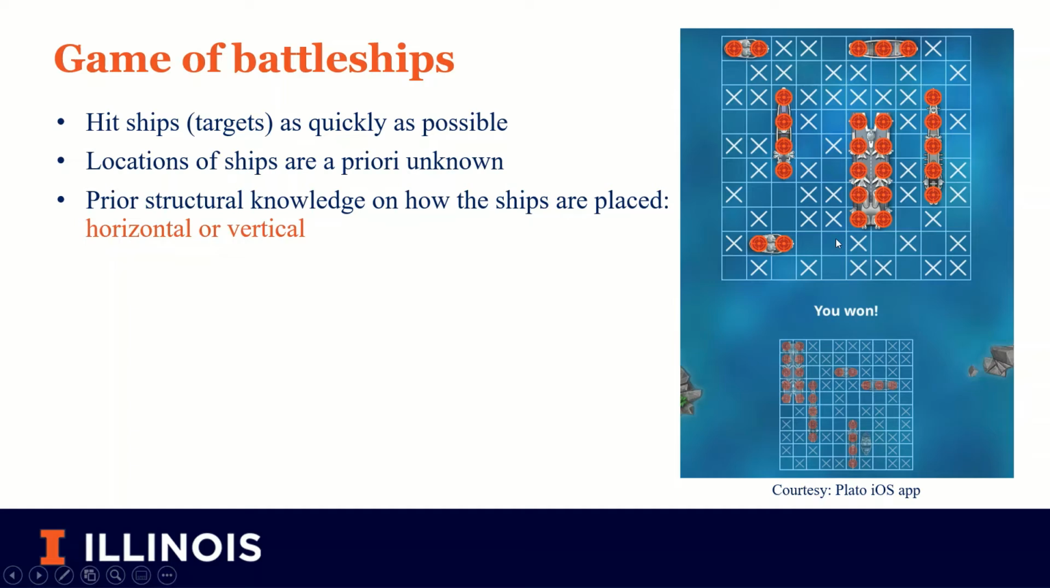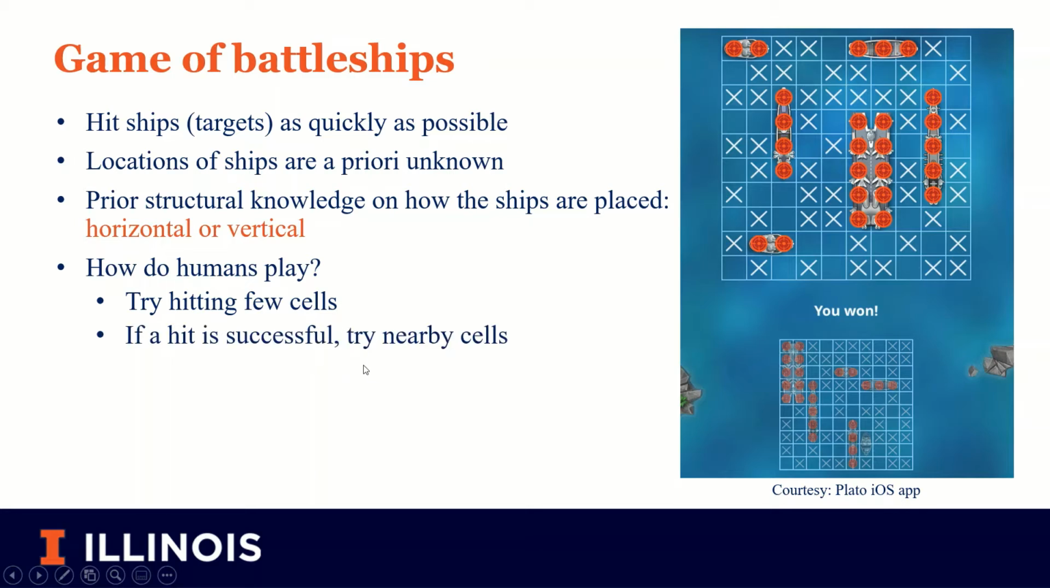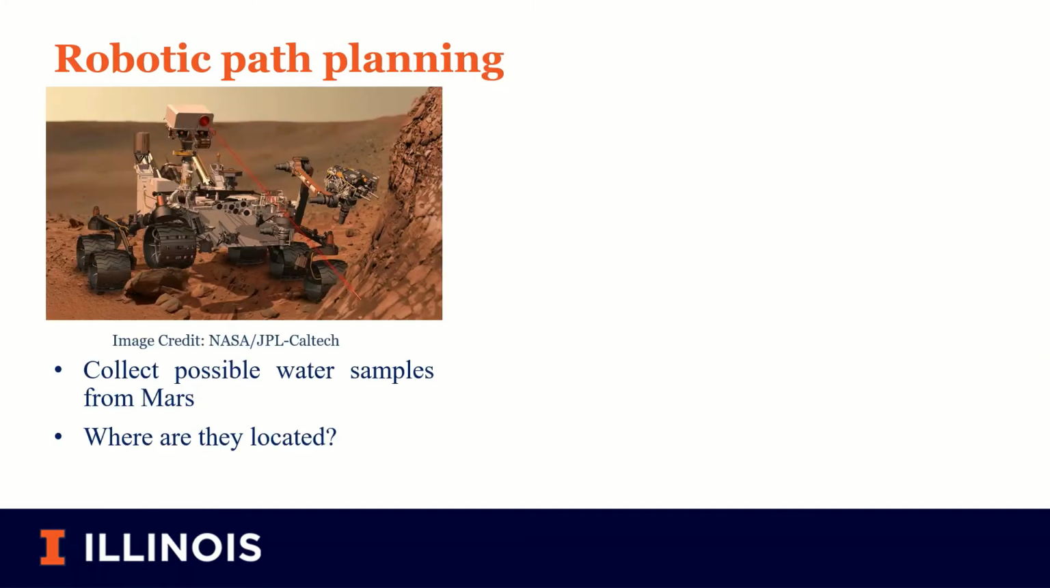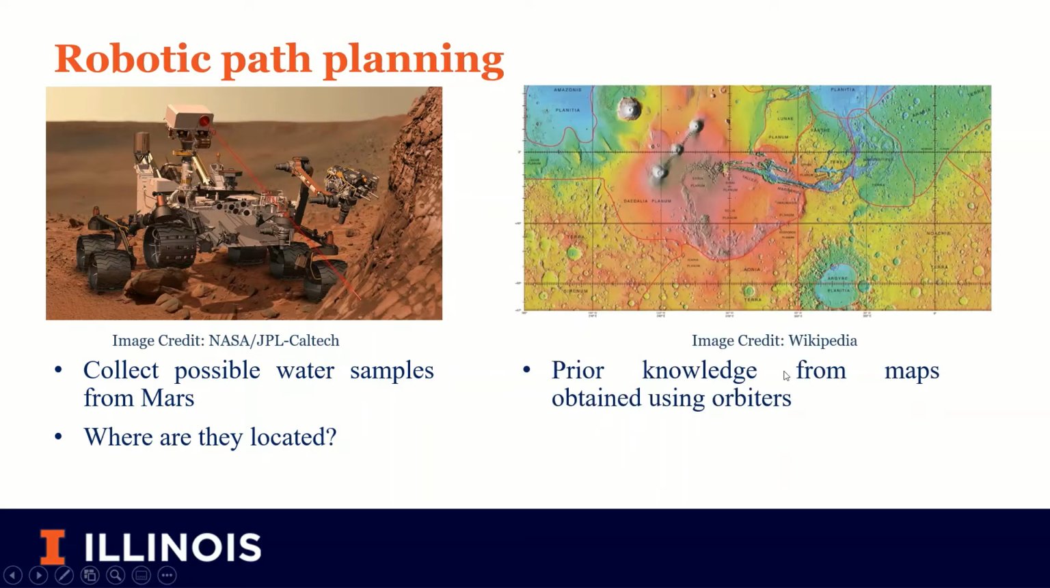And now let's describe how we actually played this game. First, you tried hitting a few cells, and if a hit is successful, then you tried the nearby cells. Now, this is somewhat similar to a robotic path planning scenario. Consider a Mars rover where the objective is to collect water samples from Mars. Again, the glitch is you don't know exactly where these water samples are located, but you might have some prior knowledge from the maps obtained using the orbiters revolving around Mars. They give you an idea on where these water samples are located.